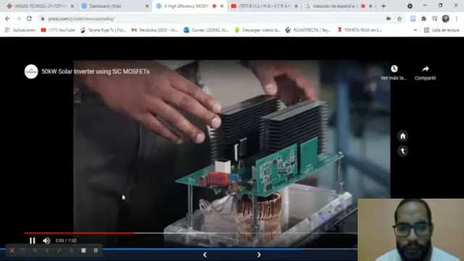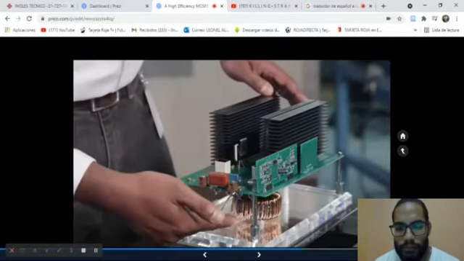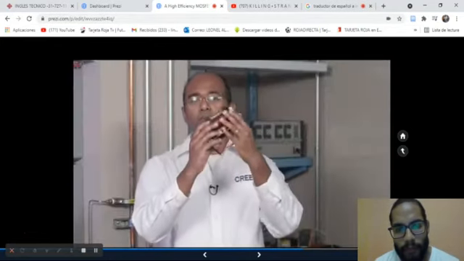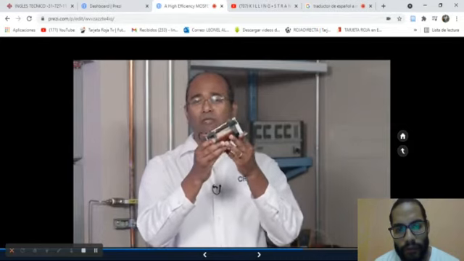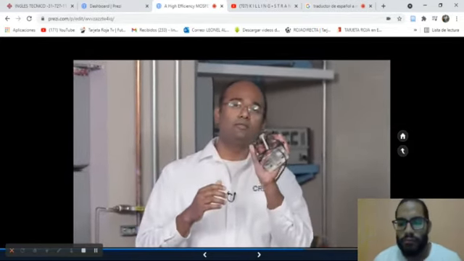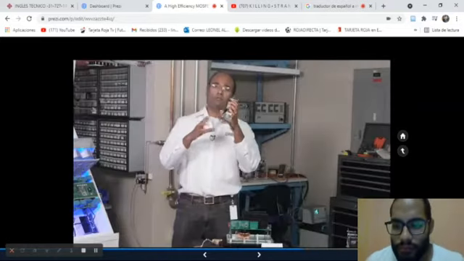And what I want you to note is the size of the boost inductor. This is a 20 kilohertz boost inductor that we have to use with the IGBT solution. It weighs 2.4 kilos, it's pretty heavy, gives you a good workout.